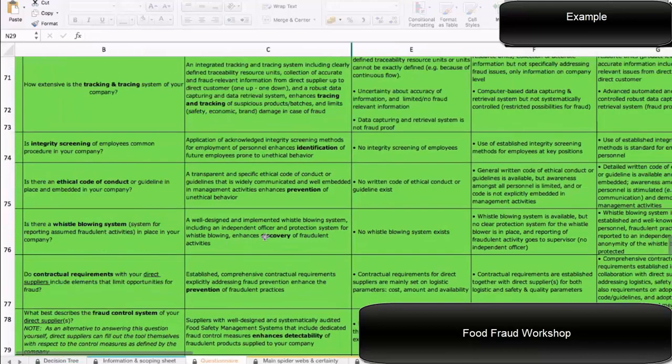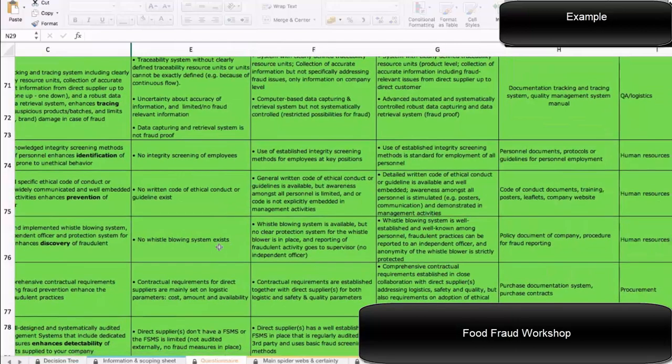So going into the answers, again, 3 options. Option number 1 is no whistleblowing system exists. Option 2 is there is a whistleblowing system that is available, but there's no clear protection system for the whistleblower in place, and reporting of fraudulent activity goes to the direct supervisor, not an independent officer. The third option is there's a whistleblowing system in place that is well established and well known across all personnel. Fraudulent practices can be reported to an independent officer, and anonymity of the whistleblower is strictly protected.